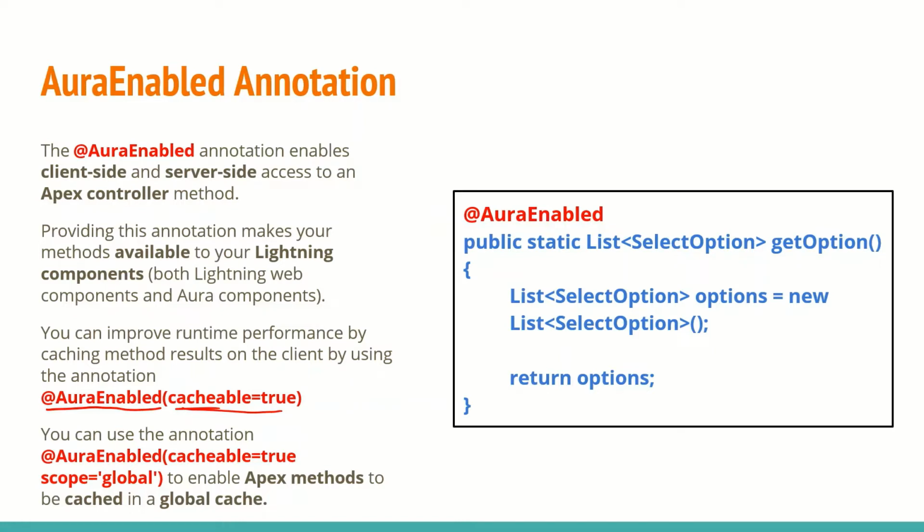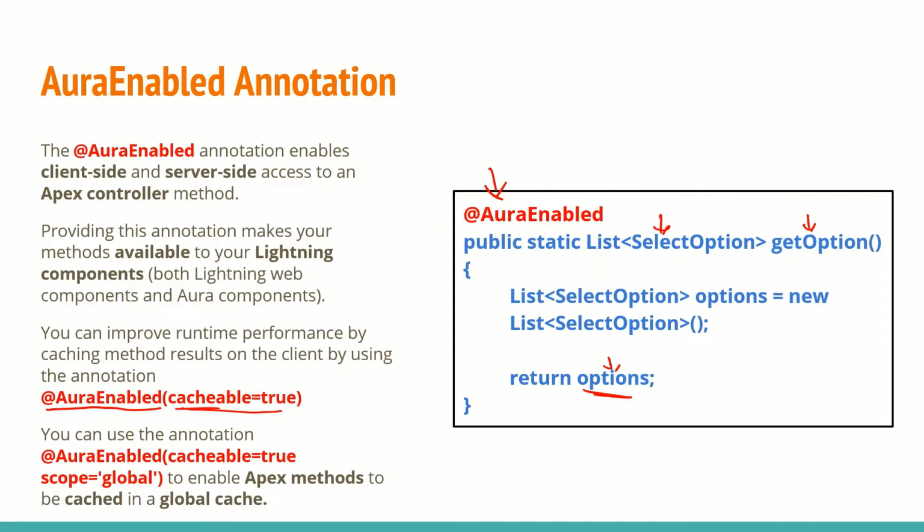You can use the annotation AuraEnabled cacheable=true, scope=global, to enable an Apex method to be cached in a global cache. So as in this example, you can see this is an annotation. Then we have public static list. So the return type is list, and the method name is getOption. Then we select options new. Then all the options will be returned, and then we can pass these options to a Lightning Web Component or Aura components in Salesforce or in Lightning. So this is how we can use this AuraEnabled annotation.